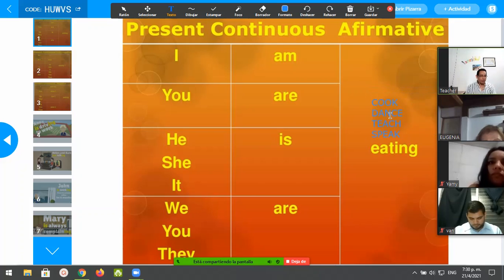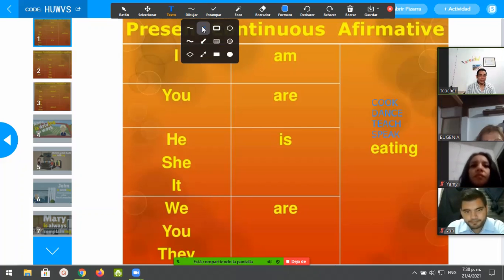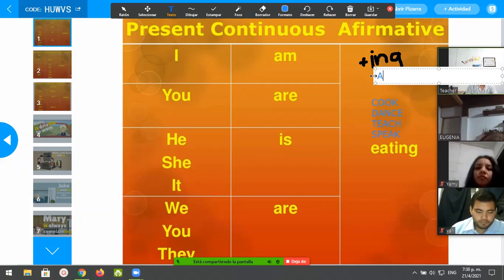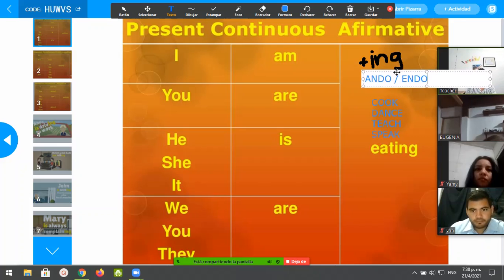Now, are they correct? Not really, because you have to add another expression. And that expression you have to add is the ing. So you have to add I, N, G, right? To the verbs that we already have. Now, what is the meaning of ing? Well, in Spanish, ing could be translated as ando, or you can say endo, right? So that would be the translation of the ing form, ando or endo.